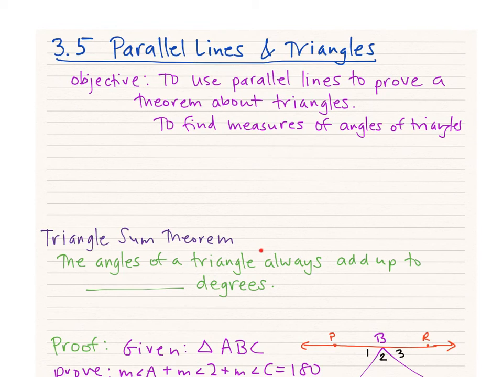So the first theorem that we're going to use parallel lines to prove is the triangle sum theorem. And you're going to fill in this blank. The angles of a triangle always add up to how many degrees? And this is talking about interior angles, so the angles inside the triangle. I'm going to show you something first before you answer this.